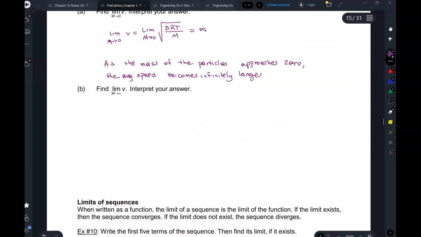Okay. All right. So what about this one? The limit as m approaches infinity of this thing. So what happens as the denominator approaches infinity? The fraction approaches 0. And that makes sense, right? If this mass becomes infinitely large, it's going to be so heavy. And here you would just say the opposite: as the mass of the particles gets infinitely large, the average speed will approach 0.